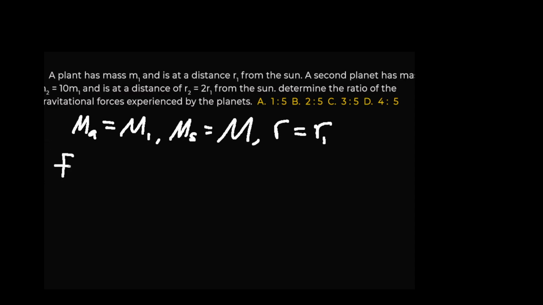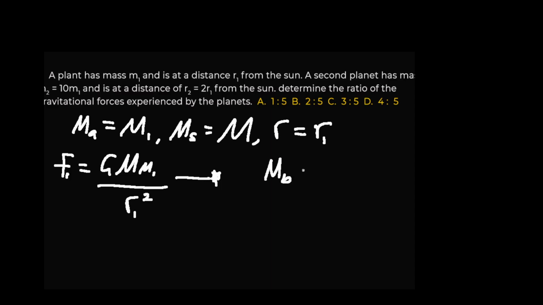So the force of attraction between the sun and this planet is going to be GM1 all over R1 squared. Let's call this F1. Now, a second planet has mass M2, which is equal to 10 of M1. Let's call it planet B. The mass of planet B is 10 of M1.